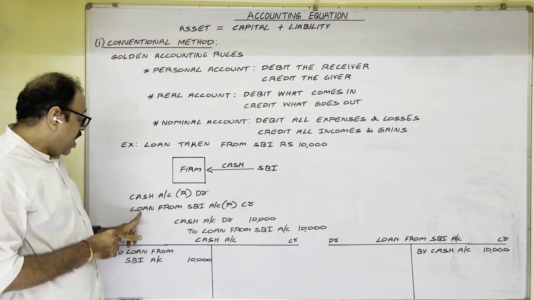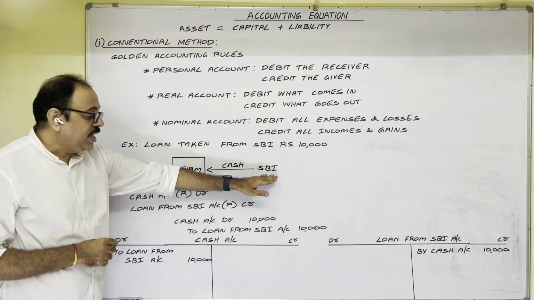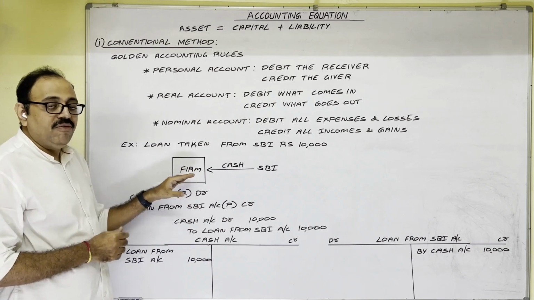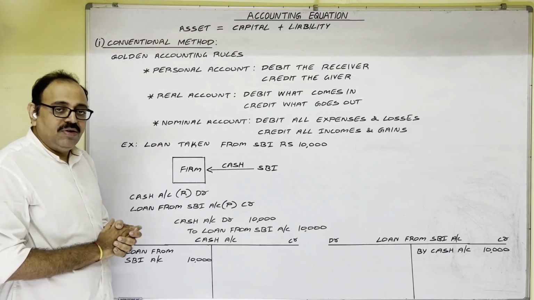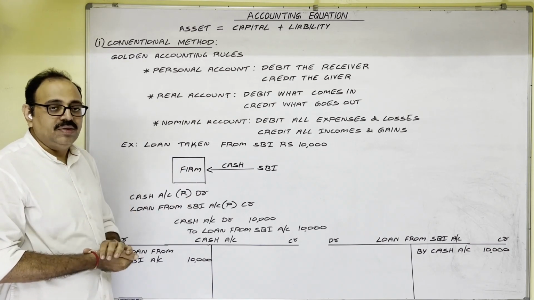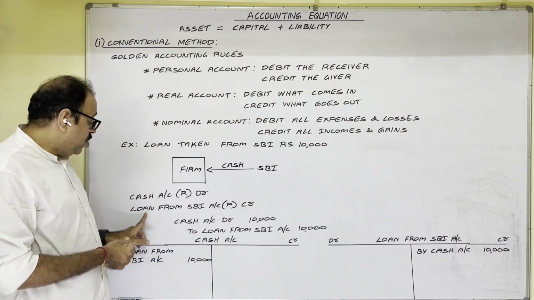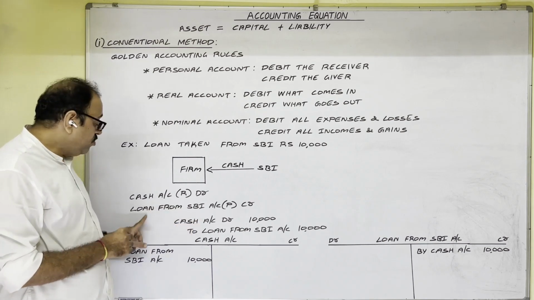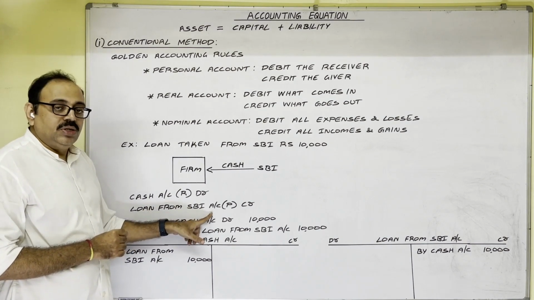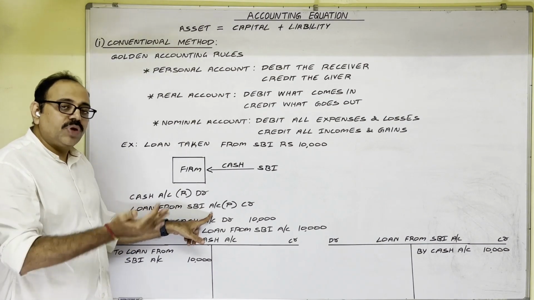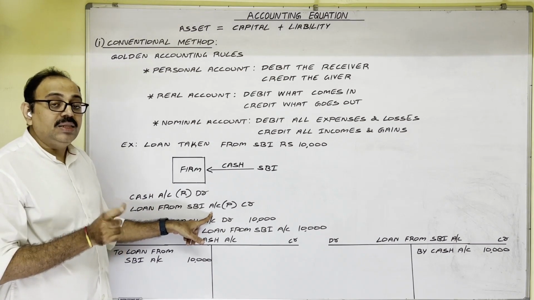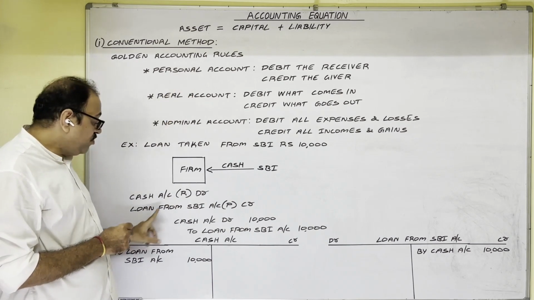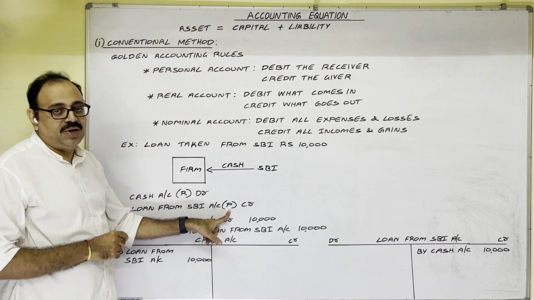Next, another account. From SBI, we are taking a loan. So because of this transaction, one liability is increasing. One liability is newly created. That liability name is loan from State Bank of India. So the second account is loan from SBI account. If you take or if you give loans, these loan accounts come under personal accounts. So loan from State Bank of India is a personal account.